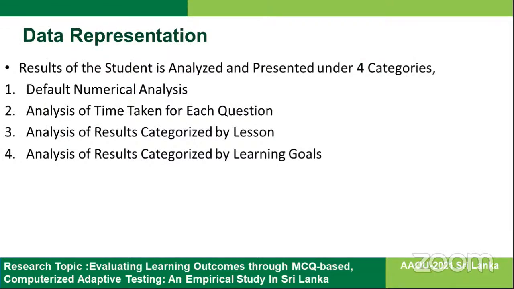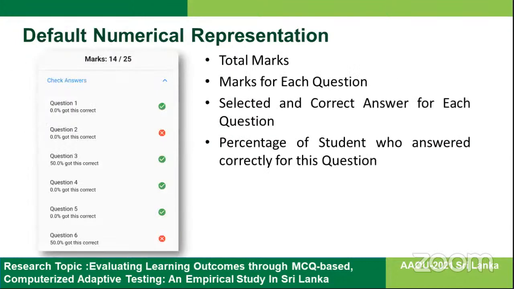In this study, the data representations are in 4 stages, 4 categories. So we state that the result of the student is analyzed and presented under 4 categories: default numerical analysis, analysis of time taken for each question, analysis of result categorized by lesson, and analysis of result categorized by learning goals or learning outcomes.